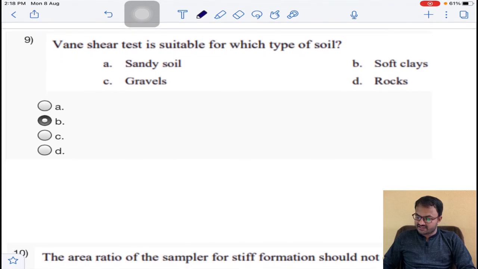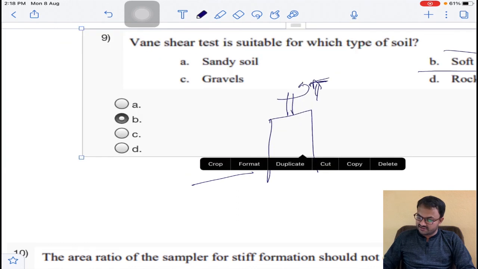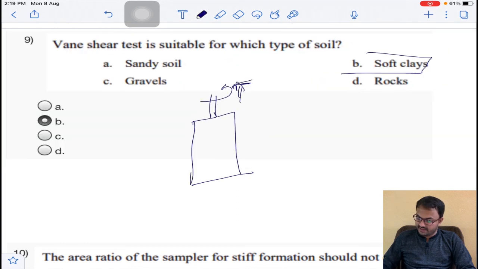And the vane shear test is useful only, I already explained. In place, we place some cylinder and we rotate it by attaching a shaft, by applying a certain torque. So it is twisted very easily only in soft clays. The answer will become B for question number 9.